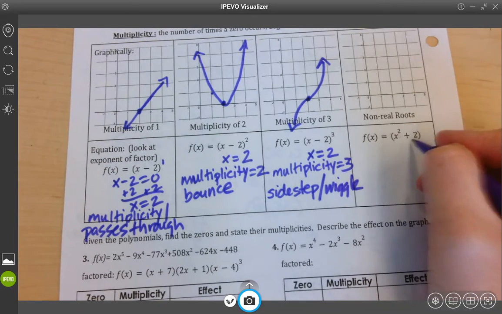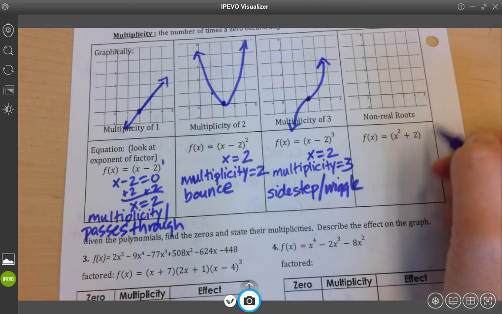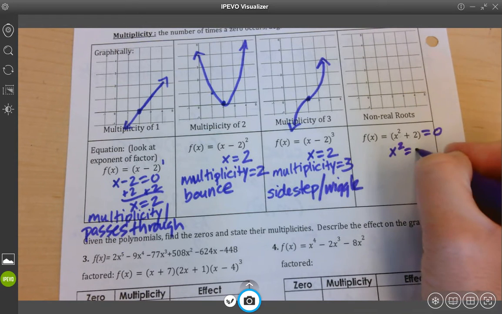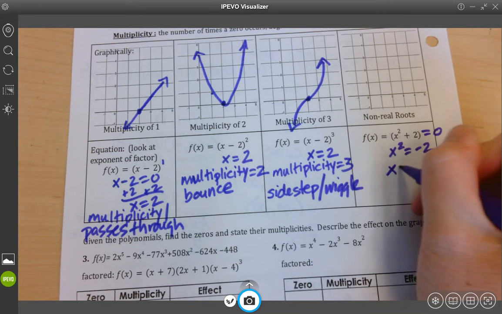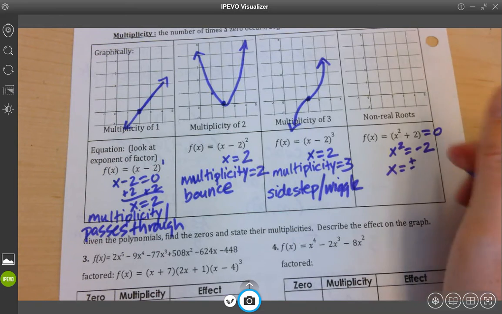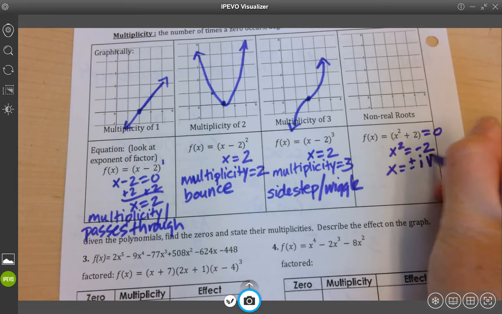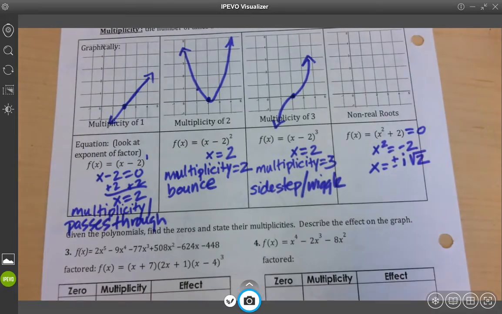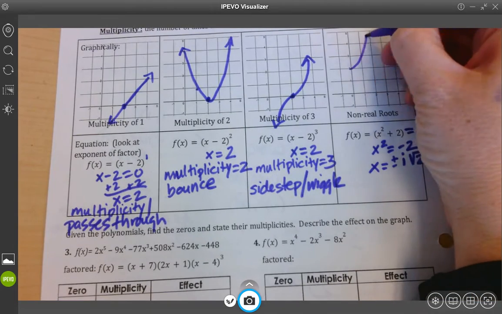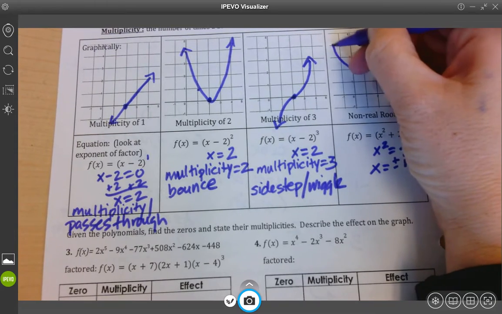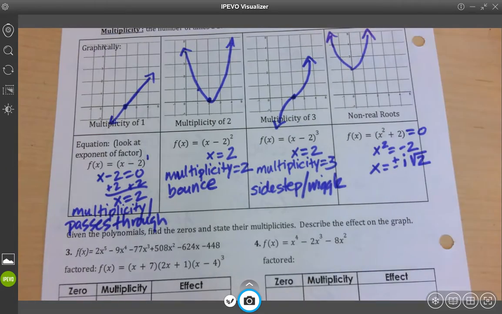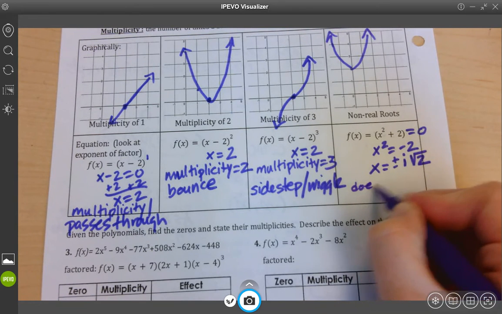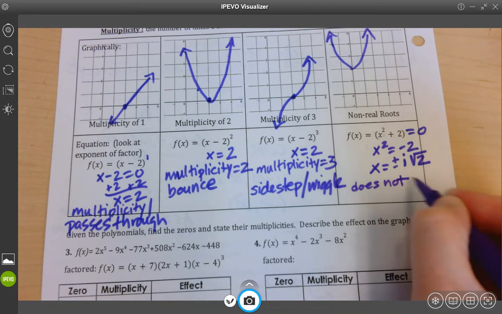Okay. And then if you have something like this, notice it says x squared plus 2. If I set that equal to 0, I get x squared equals negative 2. And x is going to equal plus or minus the root of negative 2, which is i root 2. So i root 2 is nowhere on the x-axis. It's not going to have any x-intercepts. Okay, so it does not touch the x-axis if the roots are complex or imaginary.